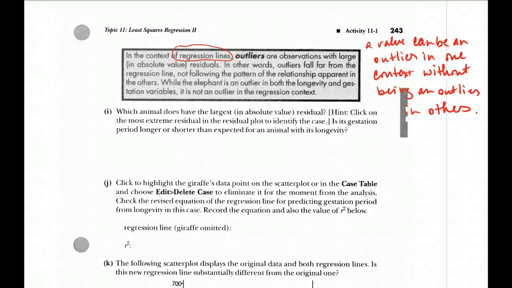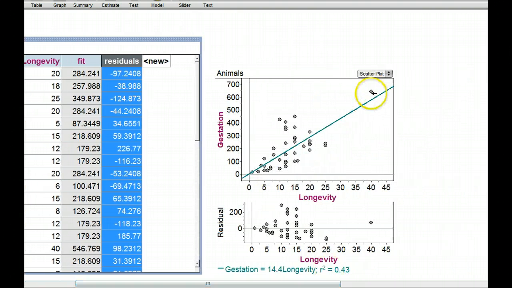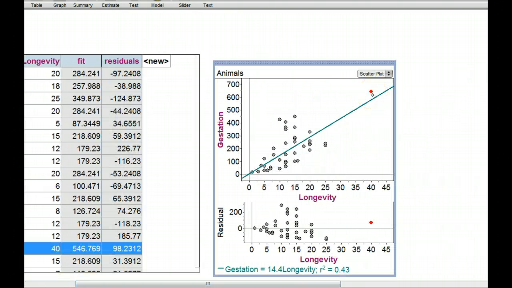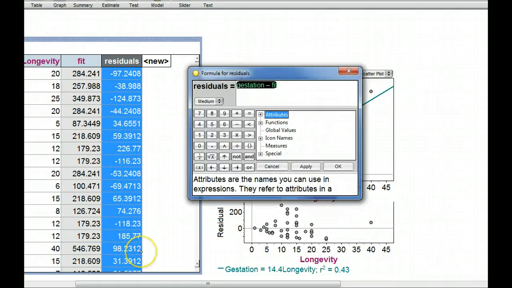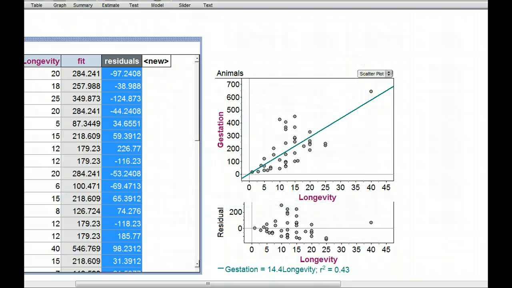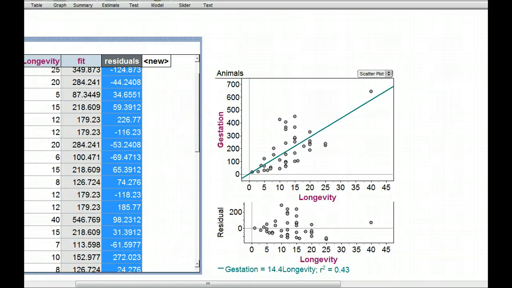In the previous video, we were just talking about how the elephant was definitely an outlier. I should move this so you can see it. The elephant was an outlier in the context of the data. However, it did not have the largest residual value here. It only had a value of 98. And so there are other animals with a larger residual, which means a bigger gap between the actual and the fitted value.